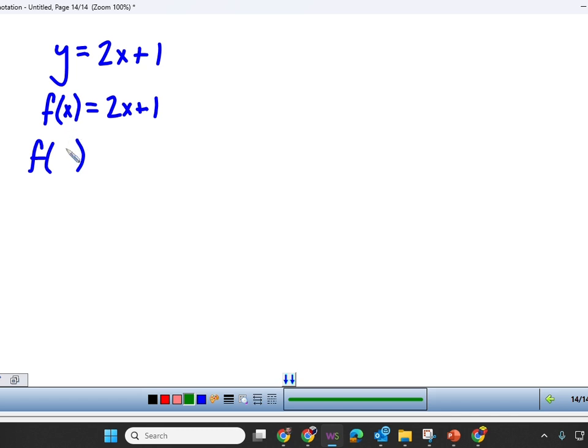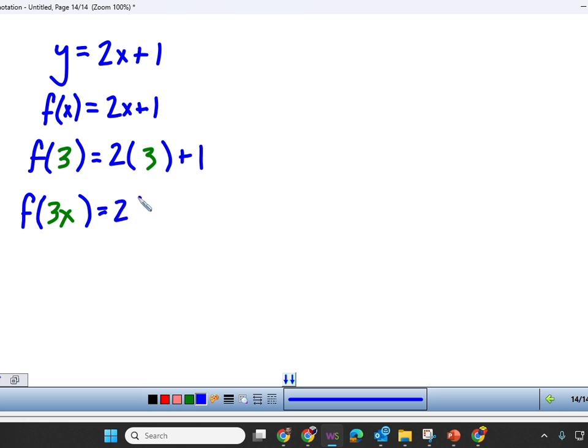Let's say I wanted you to do f of 3. What that means is everywhere you see an x, you're going to be putting in that value of 3. Now, let's expand that a little bit further, and instead of f of 3, I wanted you to do f of 3x. What would you have to do? Well, everywhere there's a variable x, you're going to be putting in 3x.